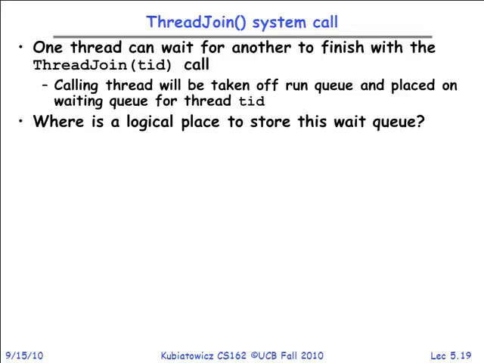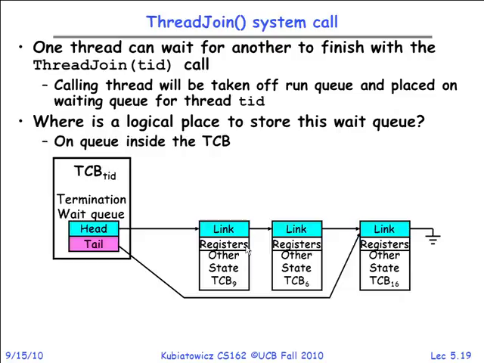How about in the TCB of the thing you're waiting on? Does that make sense? So if I join with some thread, what that really means is I get taken off the ready queue because I'm not running anymore, and I get put on his wait queue. And then what happens with thread finish is it wakes me up, because thread finish for this thread goes and wakes everybody up on this queue, puts them back on the ready queue, and now they're running again, and this thread can finish its termination.